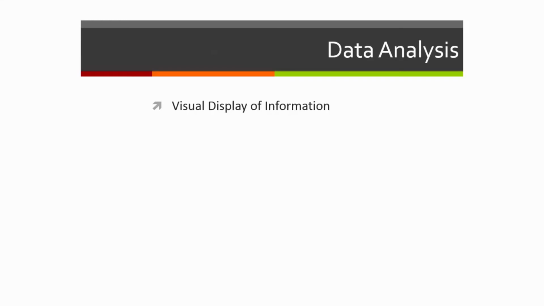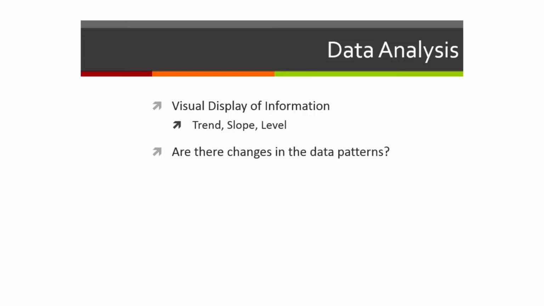Now let's talk a little bit about data analysis, because this is where the rubber meets the road for you guys, and that is looking at visual display of information. So we've mentioned it before, your trend, slope, and level is your first line of defense, because visually, when you graph your data, you're going to know right off the bat, based on the trend, the slope, and the level, either something happened or it didn't. Are there changes in the data patterns? If there are, that's good. Well, how do you know it? Well, you got to prove it.